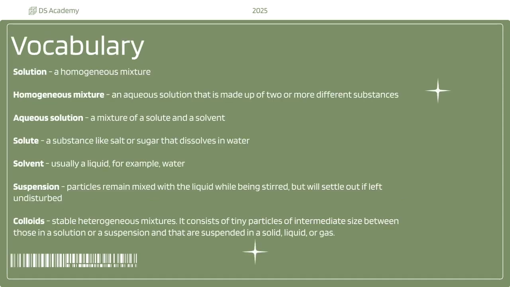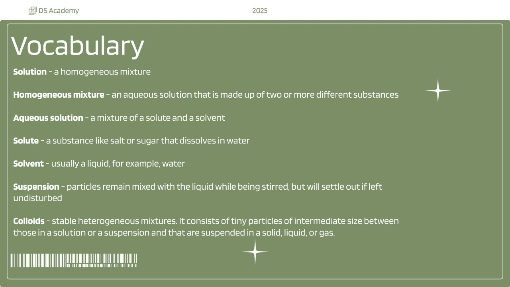Here is some vocabulary. Solution, a homogeneous mixture. A homogeneous mixture is an aqueous solution that is made up of two or more different substances. An aqueous solution is a mixture of a solute and a solvent. A solute is a substance like salt or sugar that dissolves in water. A solvent is usually a liquid, for example, water.